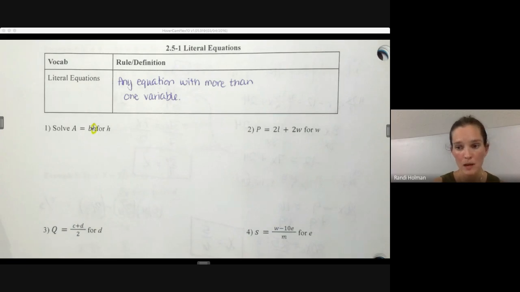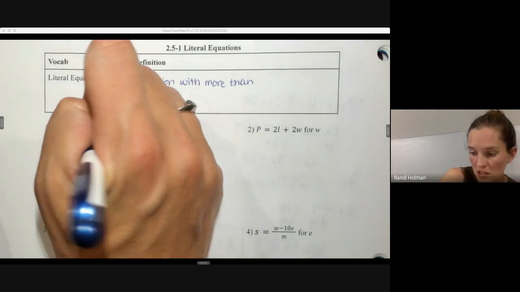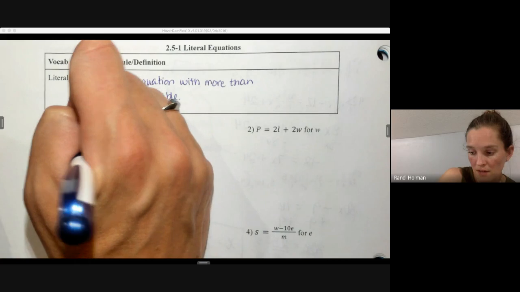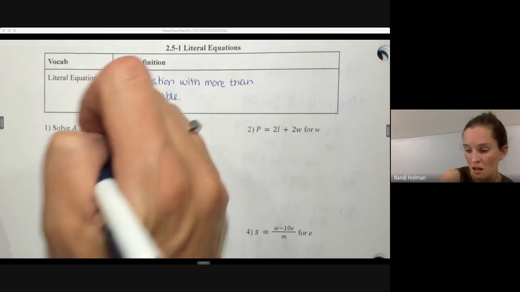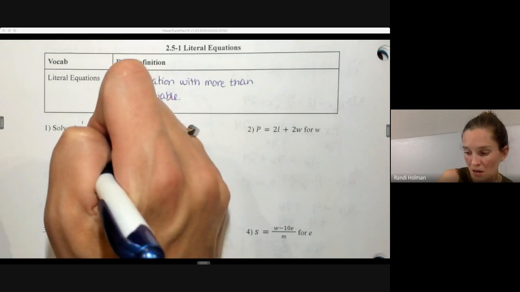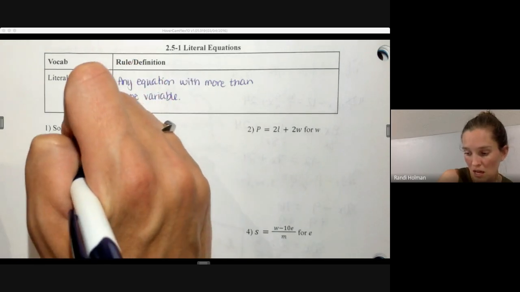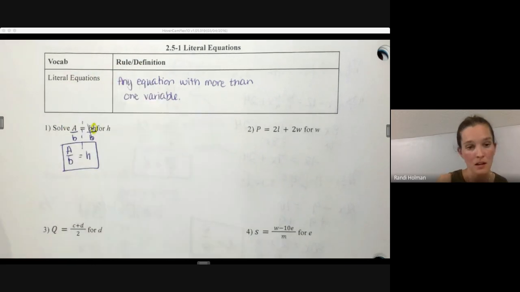H is being multiplied by b, and we're still going to use our inverse operations to isolate that variable. So the inverse of multiplication is division. Still have to keep it in a balanced equation. So we're going to divide both sides by b. This b divided by b divides out, and we're left with h equals a over b. And the nice thing about literal equations, I don't have to know what a over b is because those are just variables themselves. So we're going to leave the equation there.